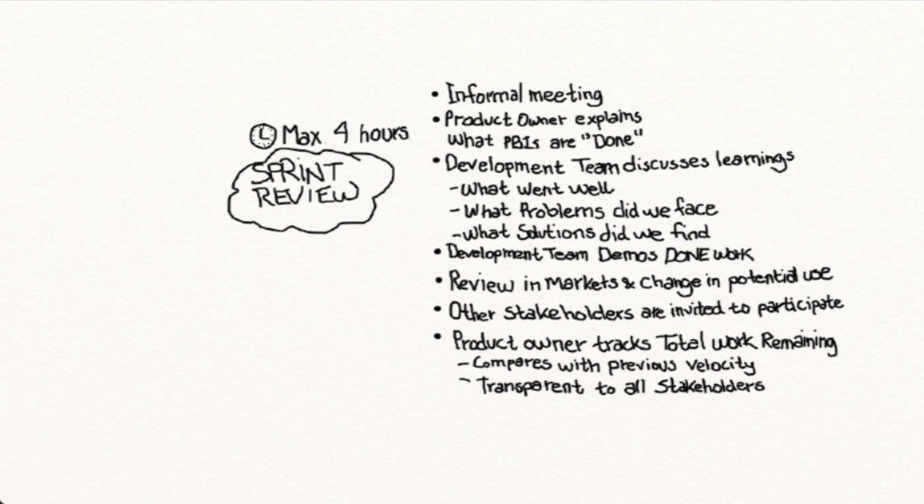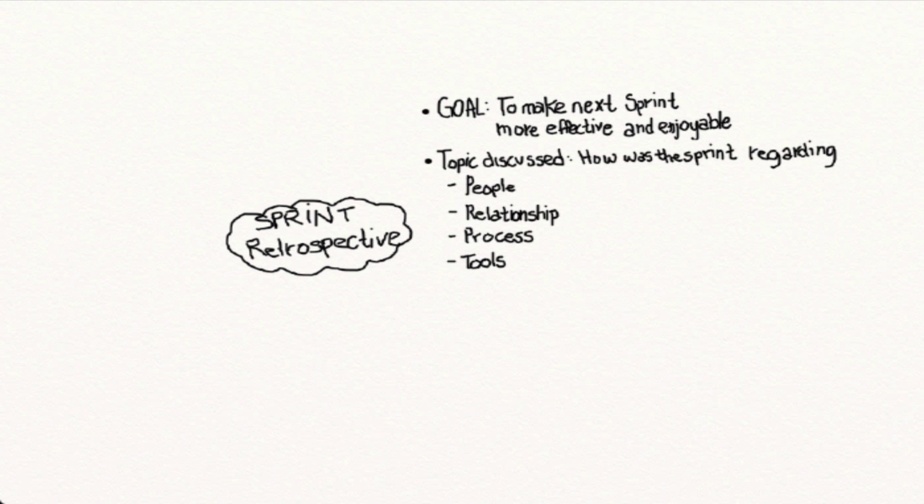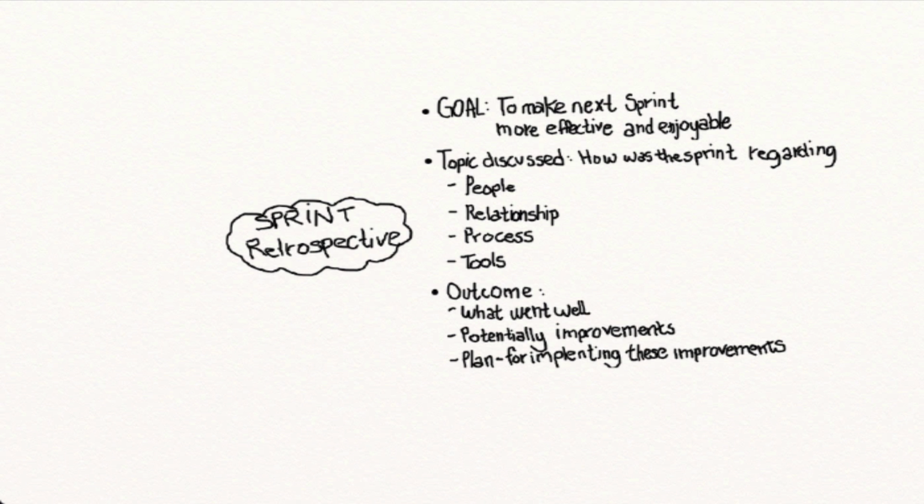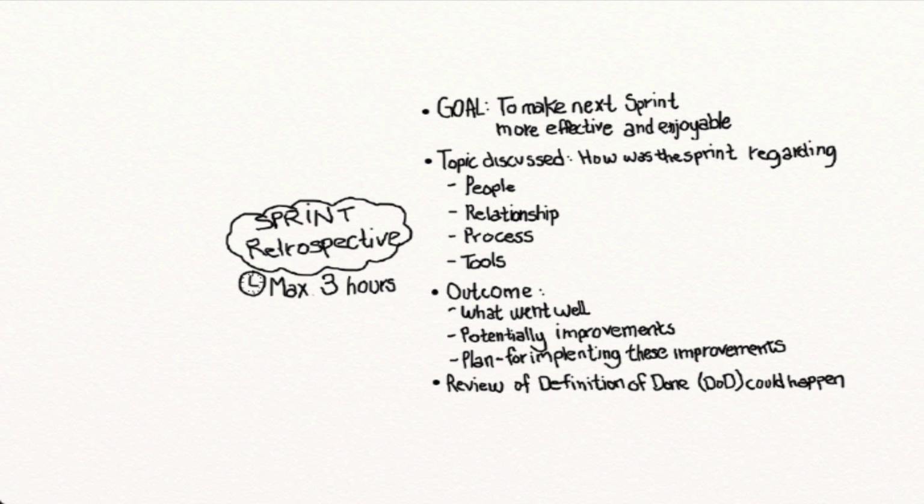As mentioned, a sprint ends with 2 Scrum events. The second one is called a sprint retrospective. The goal of this event is to make the next sprint more effective and enjoyable. The topic discussed in this event is how last sprint went regarding people, relationships, processes, tools, and the outcome is what went well, potential improvements, and a plan for implementing these improvements. Review of the definition of done could also be part of the event to increase product quality. Again, this event is an opportunity to inspect and adapt. It's time boxed to a duration of maximum 3 hours for a month sprint.